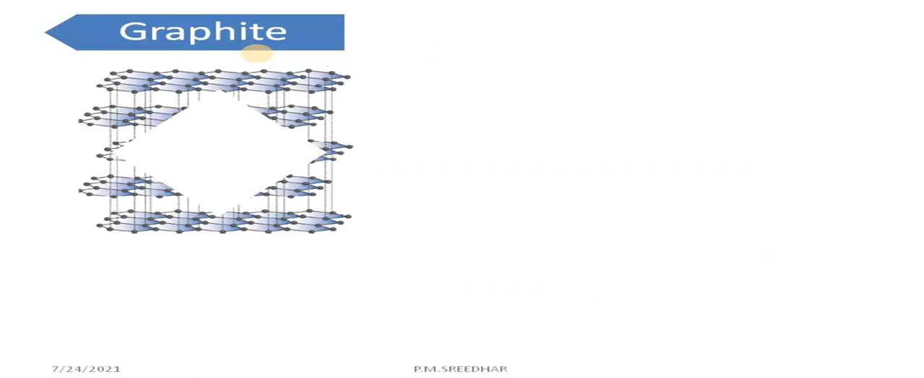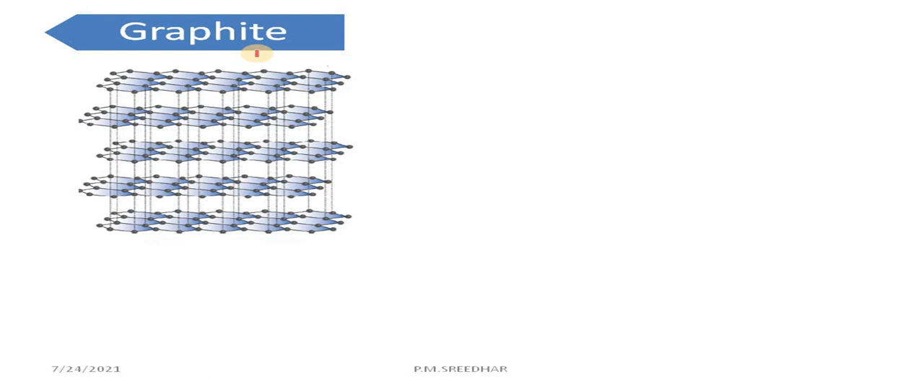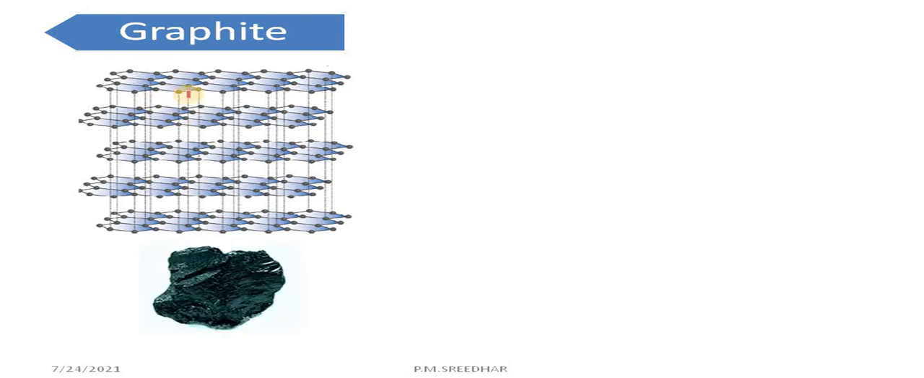Graphite is the most stable allotrope of carbon. If you see the lattice, it is composed of several layers. Each layer is held by weak intermolecular force of attraction. Because of weak intermolecular attraction, graphite is soft as well as slippery. What kind of force of attraction holds these sheets or layers? Van der Waals force. This is the raw graphite obtained from the earth.